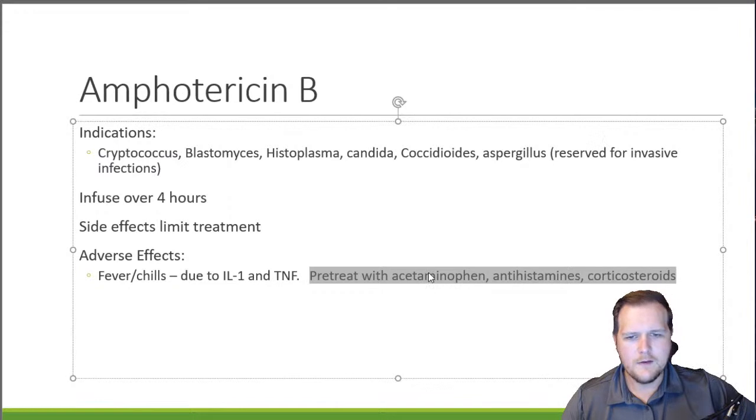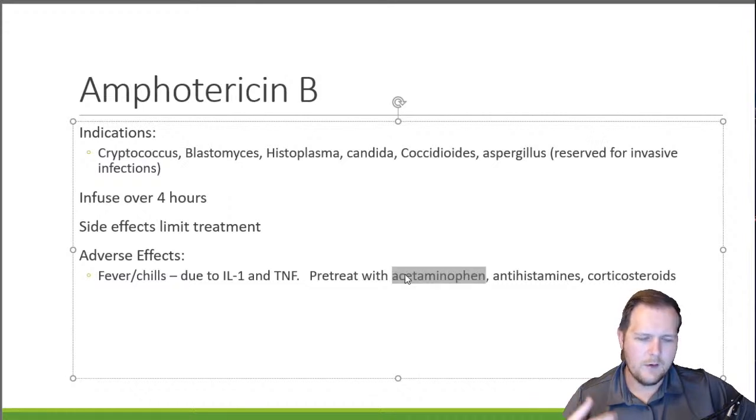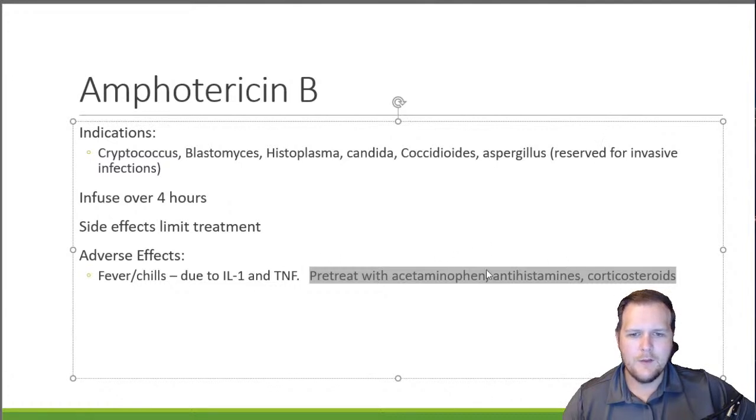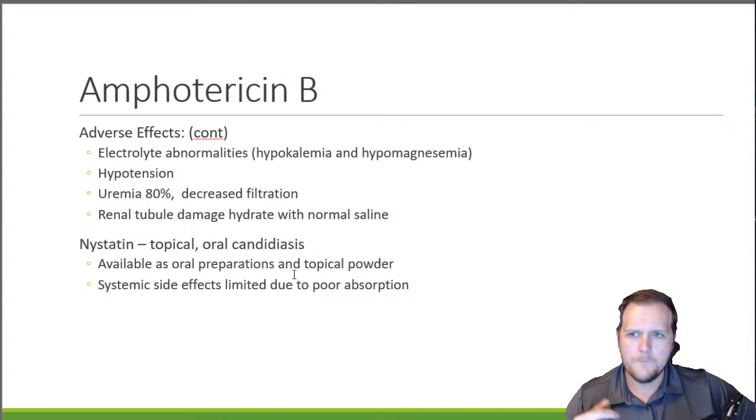And so we can treat this almost like an anaphylactic reaction. In some cases, we'll give patients things like acetaminophen, which we know is an antipyretic. We can use things like antihistamines and corticosteroids. We'll cover this in more detail when we get into pulmonology and talk about anaphylactic reactions. But just know that these classes of drugs are very good for helping to suppress inflammation, right?